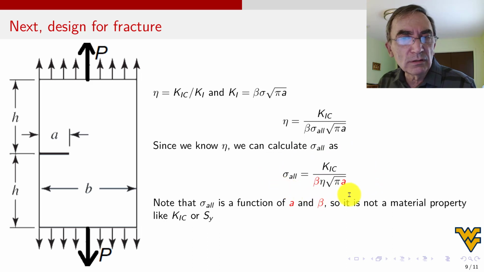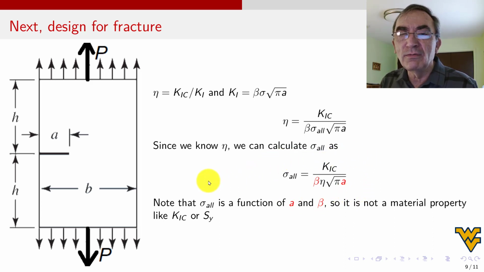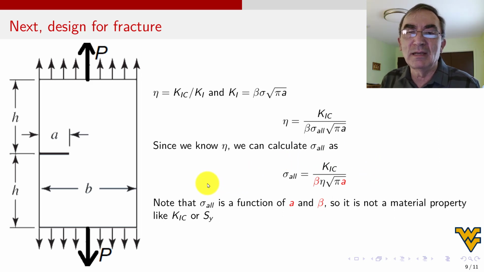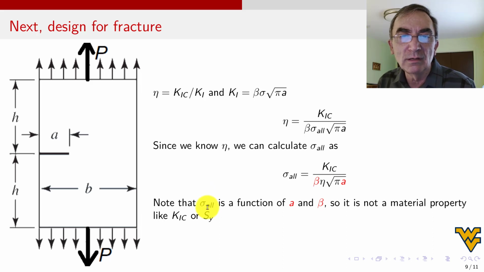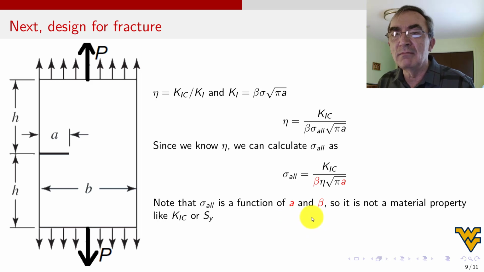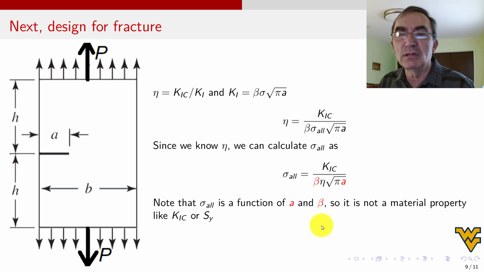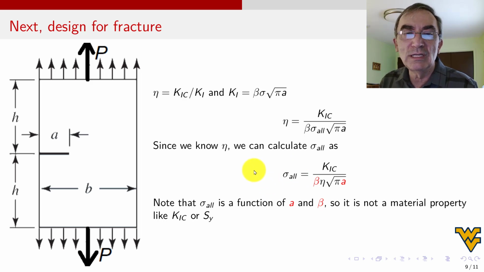Now, it's important to notice here that this sigma allowable is not a material property. And it's not just proportional to a material property. It's a value of far field stress for this particular example. So please don't calculate this number and then use it for another example because it's not going to work. Sigma allowable is a function of A and beta, and A and beta change all the time. So it is not a material property and it's not proportional to a material property. It's just one number that we calculate for this particular example to make the solution easy.